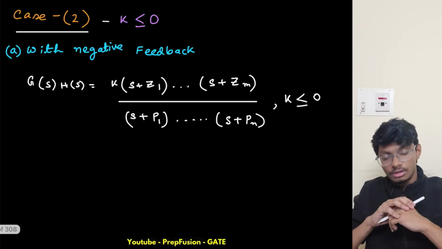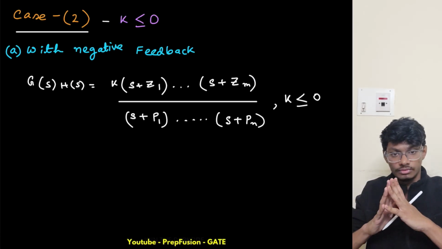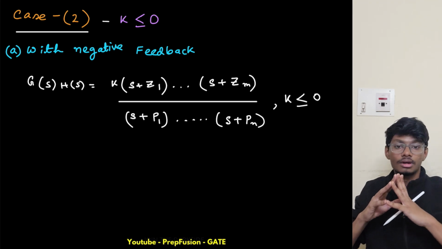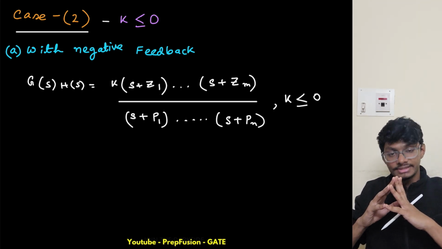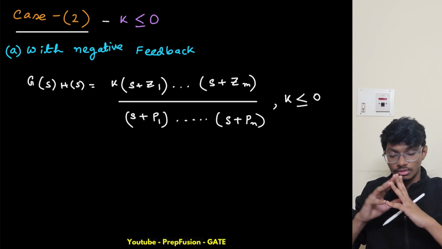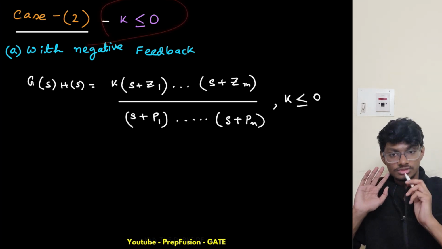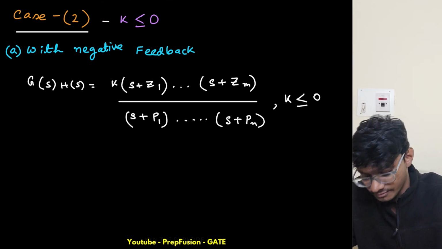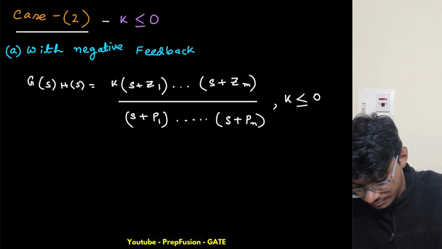Now let's go to case 2. What is my case 2? My case 2 is when my k is less than or equal to 0. So if my k is less than or equal to 0, basically my k is negative.